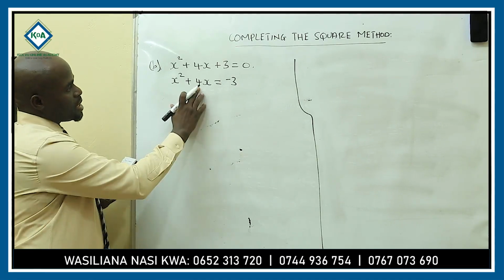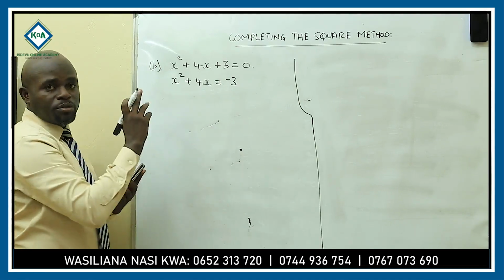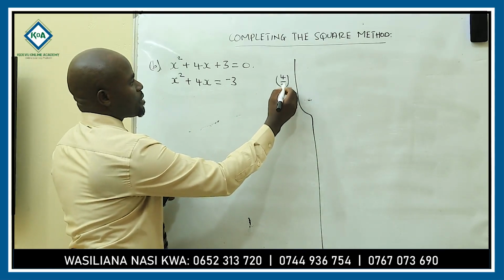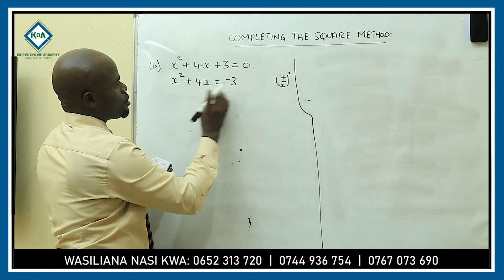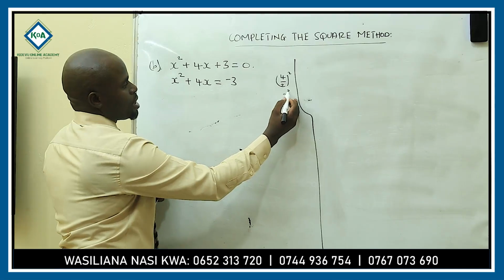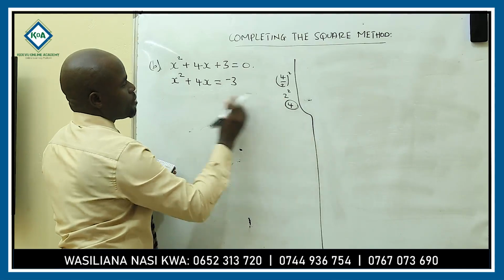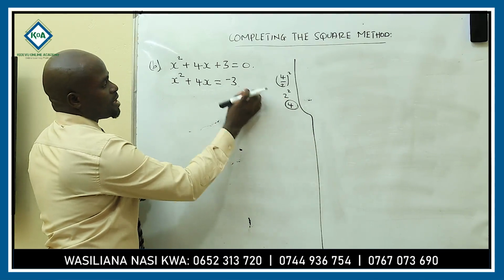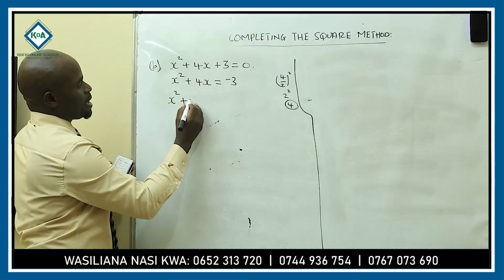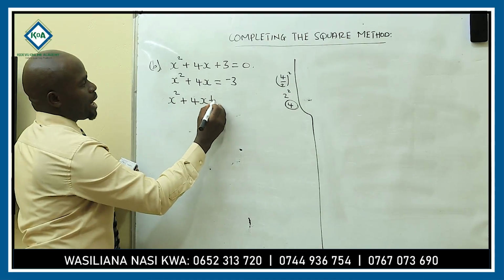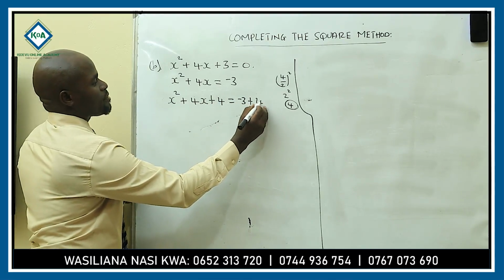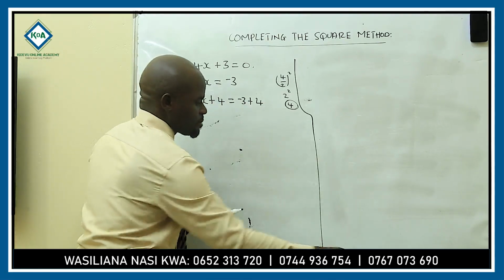Then what next? We have to take our b. Our b is 4. You remember, our b is 4. So we take 4 divided by 2, then we square. After getting the answer, we add to this side and this side. So 4 divided by 2 is 2, and 2 squared is 4. So we take this 4, add it to this side, and 4 again, add it to this side. So it will be x squared plus 4x plus 4 is equal to negative 3 plus 4. We add 4 to both sides.